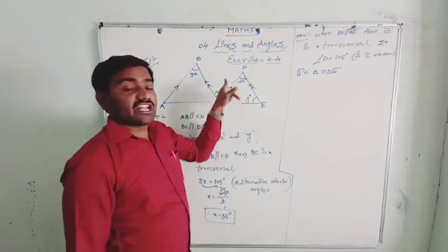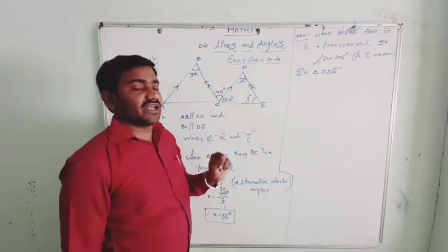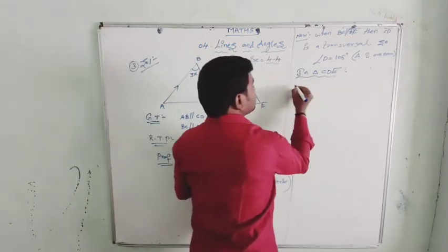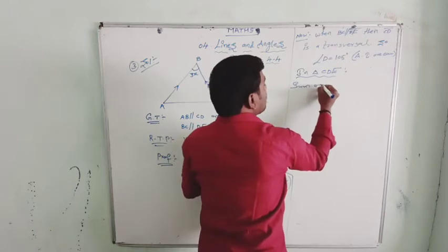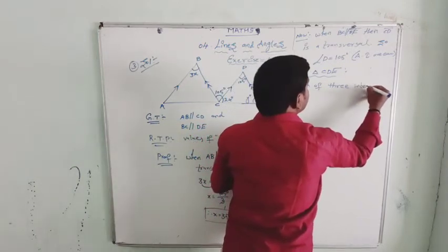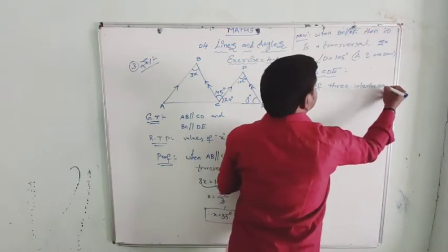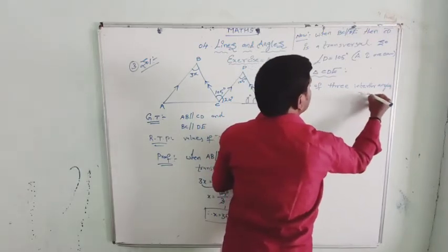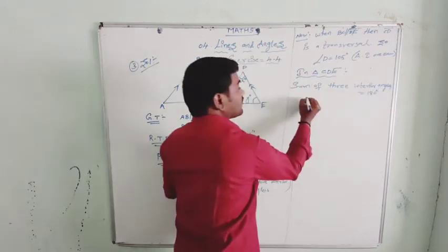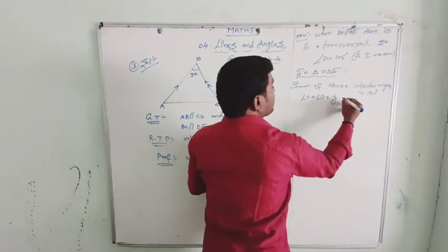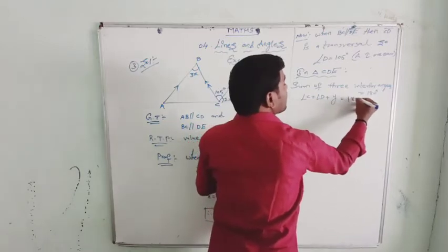The sum of the interior angles of a triangle is 180 degrees. So in triangle CDE, the sum of the three interior angles is equal to 180 degrees. What are the three interior angles? Angle C plus angle D plus angle Y is equal to 180 degrees.